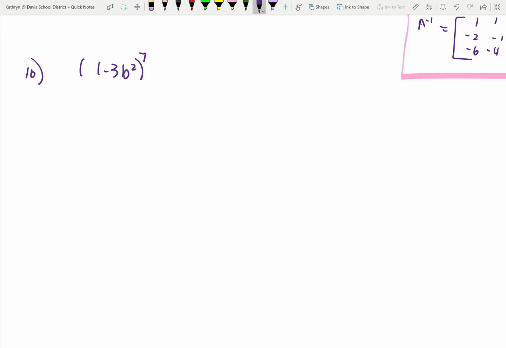Okay, find the term that contains a b to the 6th. Okay, so see this 7 right there? Then my top number of my combination is going to be 7. Then do you see how this 1 is there? That 1 must come first. The negative 3b to the 2nd must come second. So don't put the negative 3b squared first and then the 1 second.